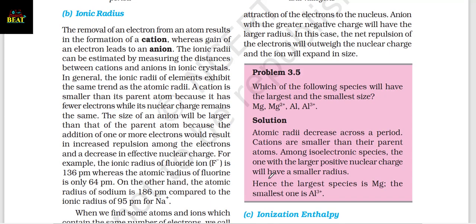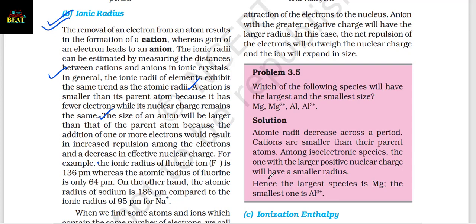B. Ionic radius. The removal of an electron from an atom results in the formation of a cation, whereas the gain of an electron leads to an anion. The ionic radii can be estimated by measuring the distances between cations and anions in ionic crystals. In general, the ionic radii of elements exhibit the same trend as the atomic radii. A cation is smaller than its parent atom because it has fewer electrons, while its nuclear charge remains the same. The size of an anion will be larger than that of the parent atom because the addition of one or more electrons would result in increased repulsion among the electrons and a decrease in effective nuclear charge.